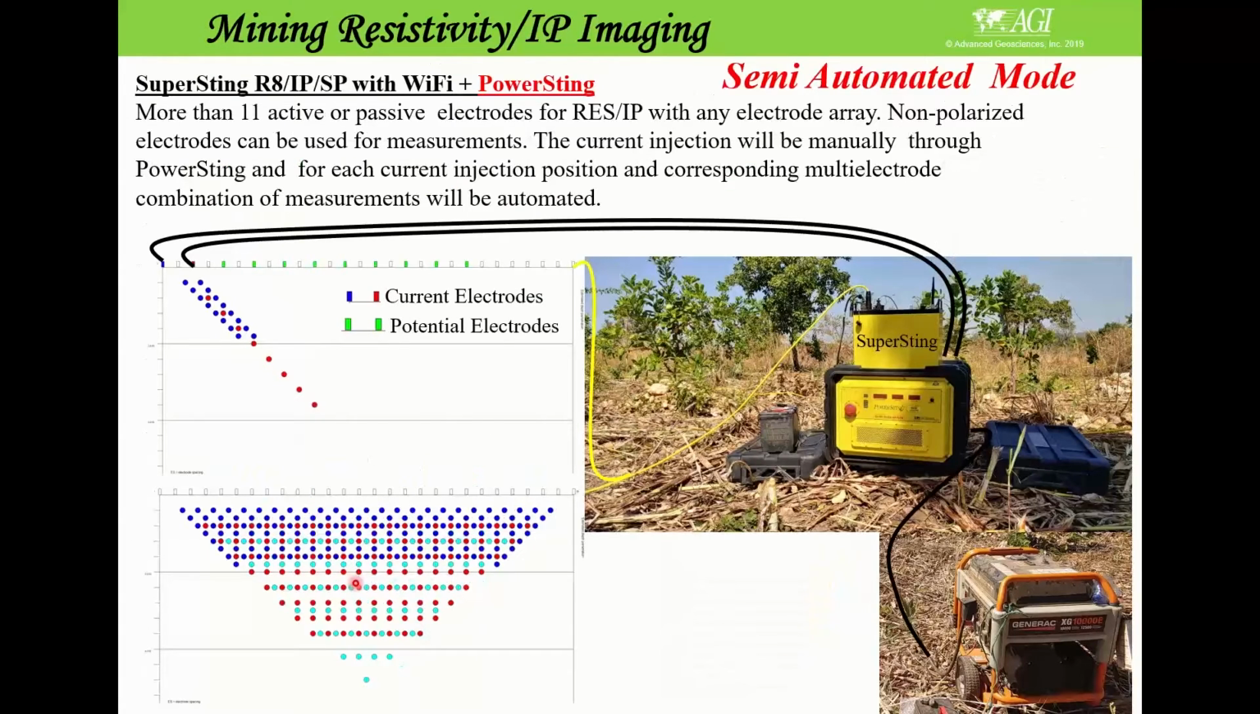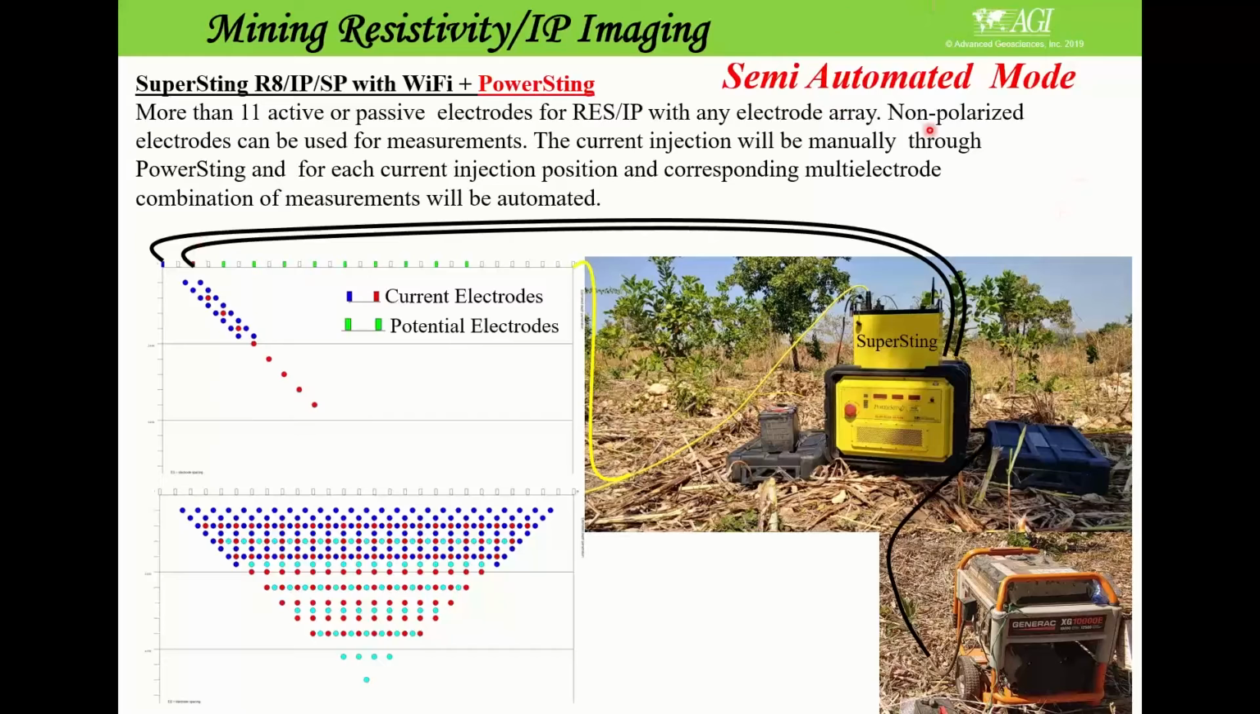Another option we call the semi-automatic mode. What you do is you put all your multi-electrodes on the surface, and then you put the current injection manually at all current locations. Instead of manual mode, where you need 9 potential electrodes and then 2 current electrode locations, that means you need 11 people for manual mode measurement, because 11 people have to move at every measuring location.